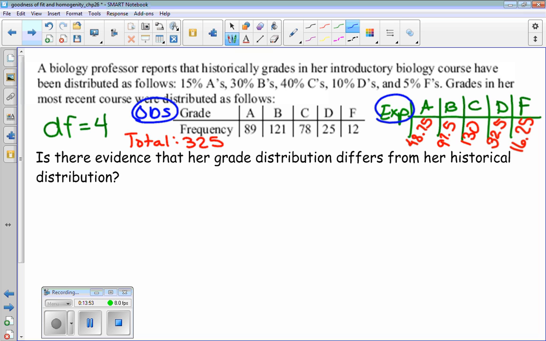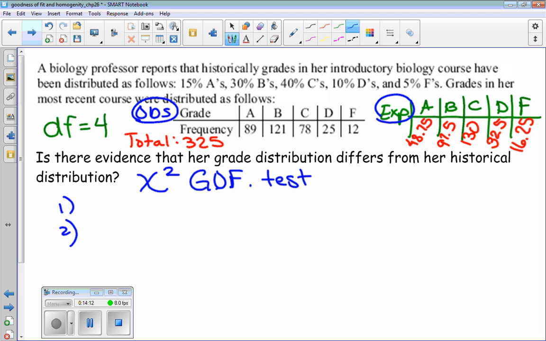Let's check our conditions. We should get into the habit of this because it isn't on the rubrics that we've come across lately. Aren't we supposed to be naming our tests? So let's do that. So this is going to be the chi-squared goodness of fit test. And let's check our conditions. There are 2 of them.